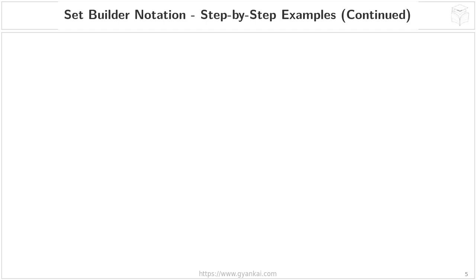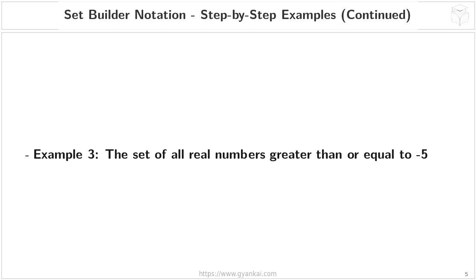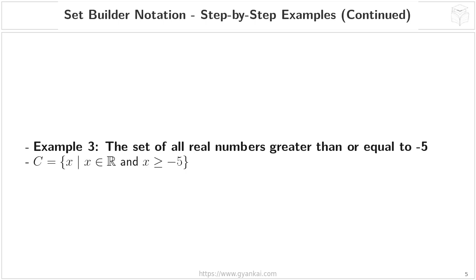Set builder notation, step-by-step examples, continued. Let's move on to our third example of set builder notation. As we've practiced, this is all about defining a set by describing the properties its elements must have, rather than listing them all out. This is especially useful when dealing with potentially infinite sets, as we'll see here. So, example 3, the set of all real numbers greater than or equal to -5. We're going to represent this set as C, and here's the set builder notation.